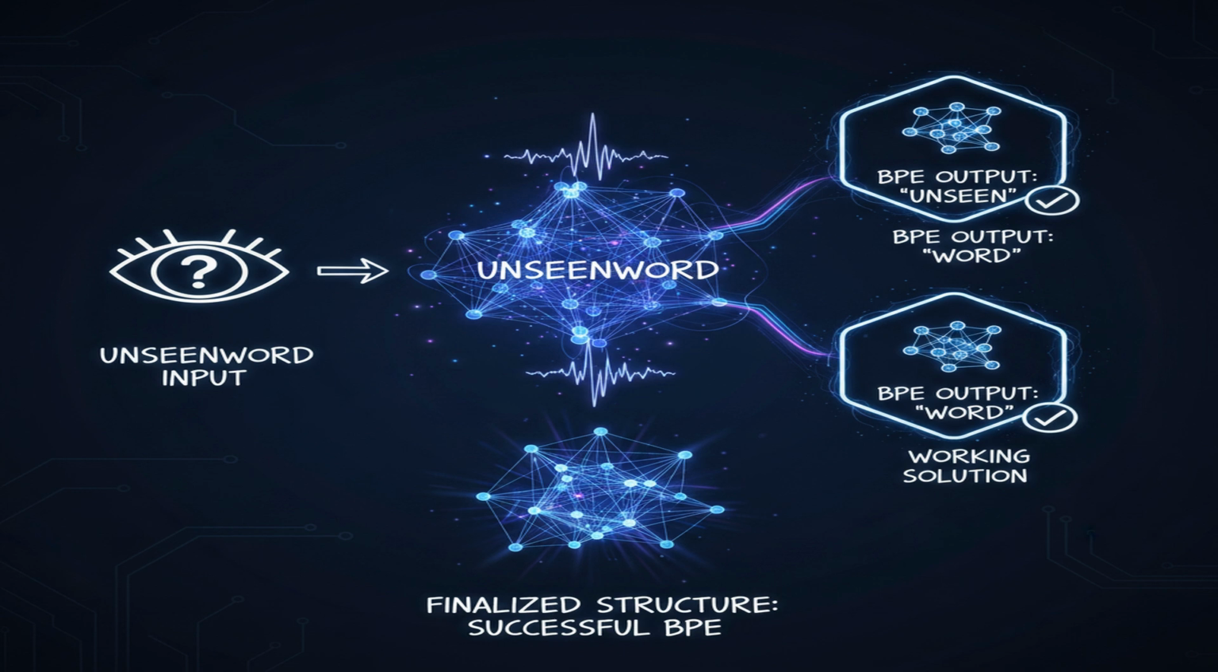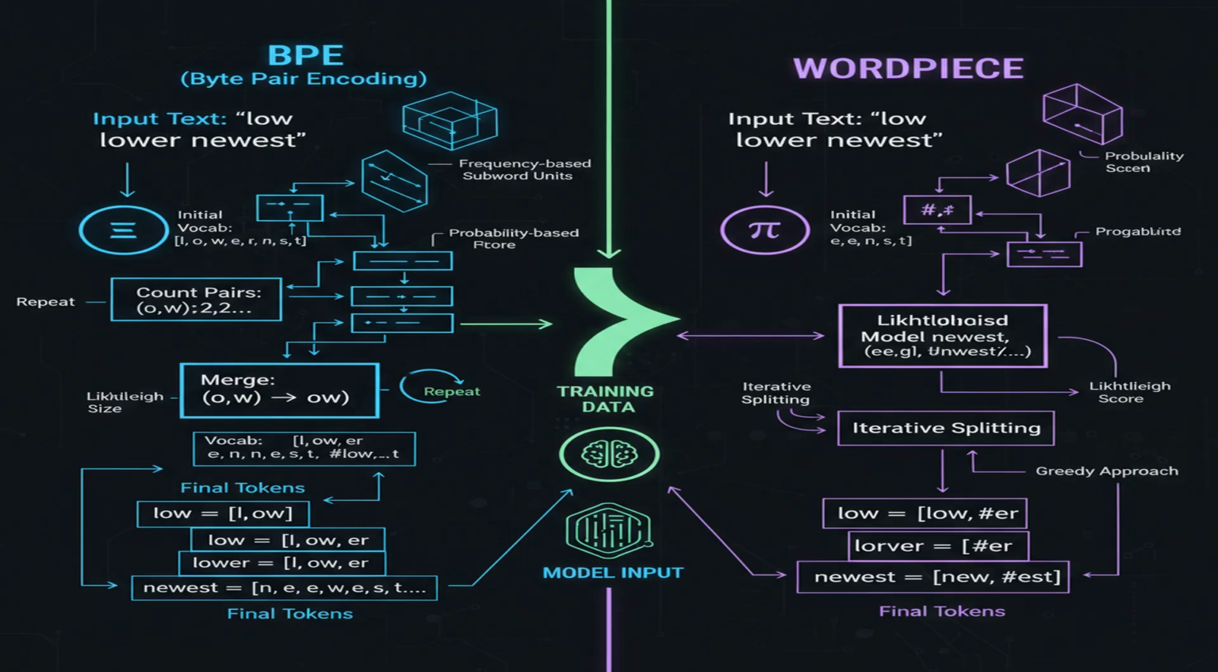Building on BPE's merging strategy, let's examine how it handles unseen words. Subword tokenization allows BPE to represent words not initially in the vocabulary. For example, "unseen word" can be split into "un", "seen", "word". This is crucial for open vocabulary models. The model can still understand and process the new word based on learned subword representations.